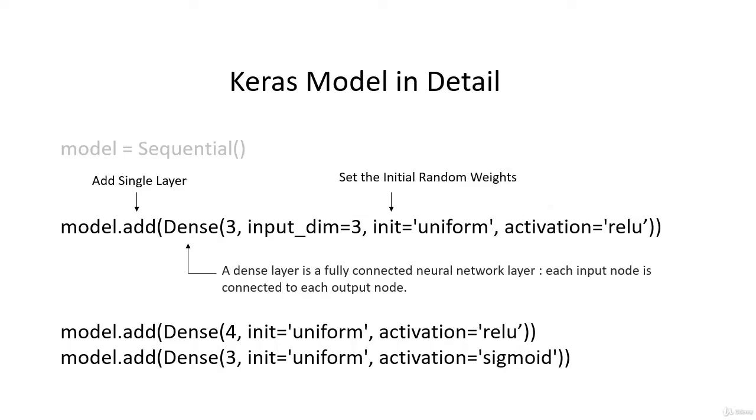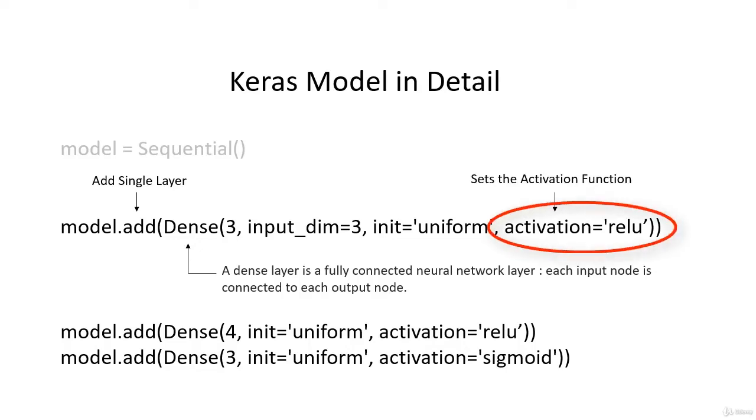The next word is init, which stands for initialization. This initializes the random weight values. The final line of code is activation. This is an activation function.